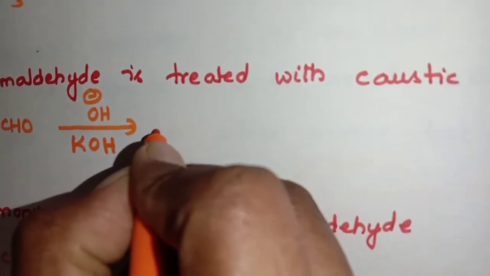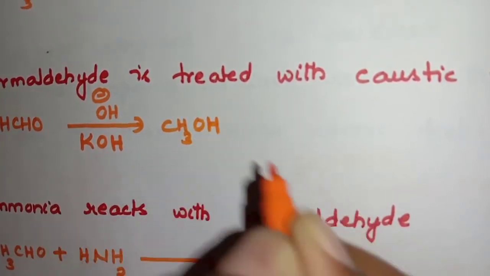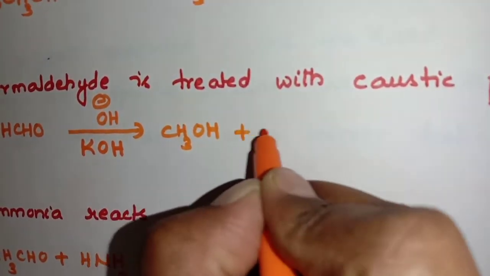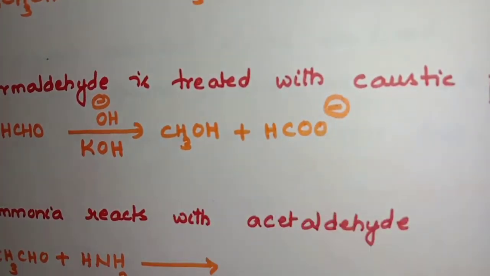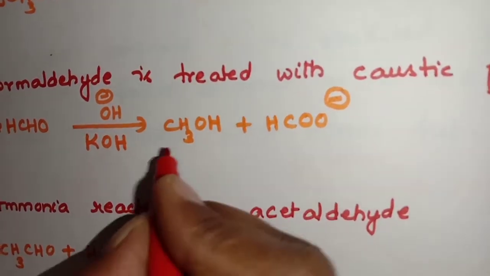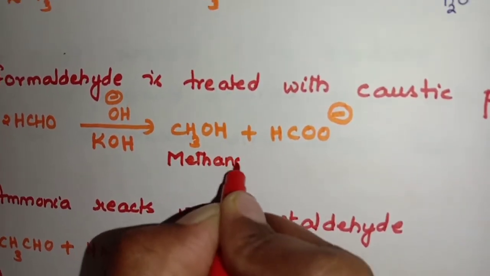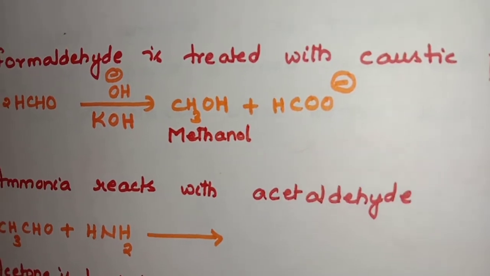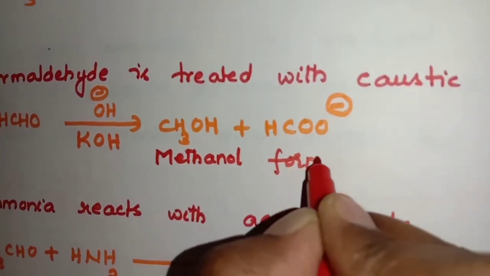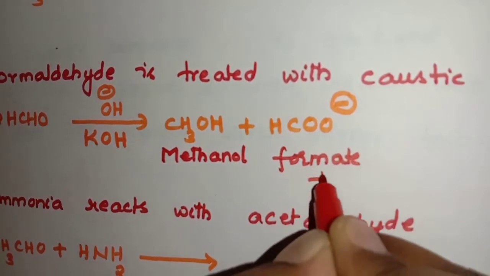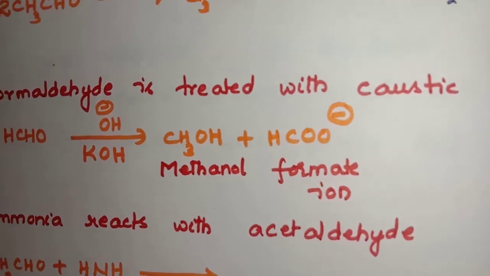The products obtained are CH3OH plus HCOO minus. What is CH3OH, students? It is called methanol, or methyl alcohol, and HCOO minus is the formate ion, formate anion.